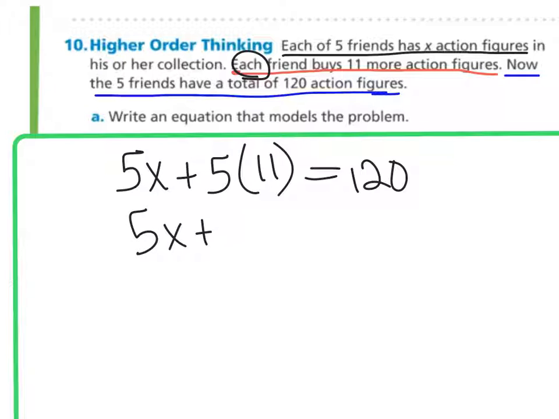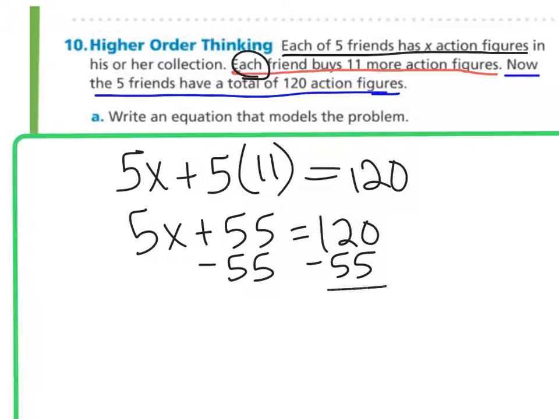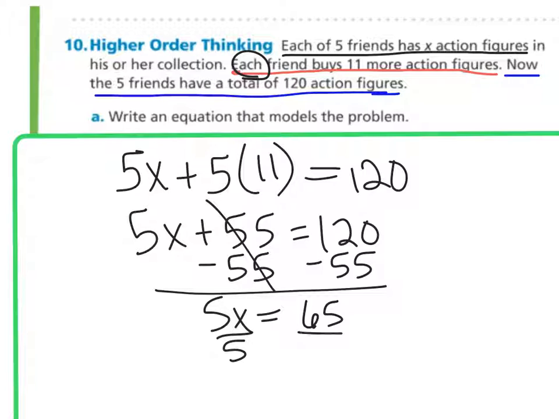So if you do this, 5 times 11 is 55. That's the new action figures that they bought. And then they're adding, so we can subtract 55. And then they're multiplying, so we can divide by 5. And that would give us 13.